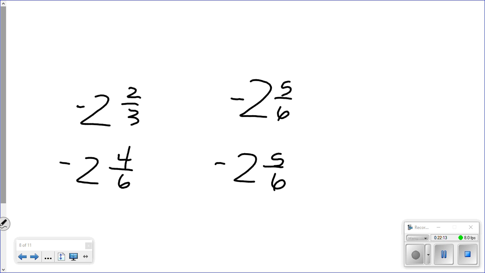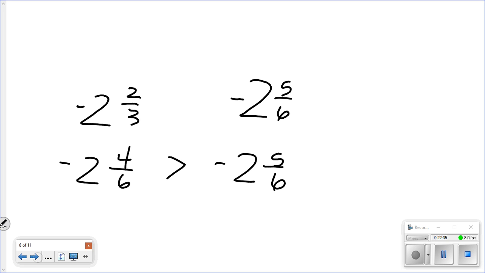Now, don't let this one confuse you. You still need to look at the top number, but remember it's negative. So what is going to be greater here, Landon? You're correct. Okay? Any questions? Questions on that?